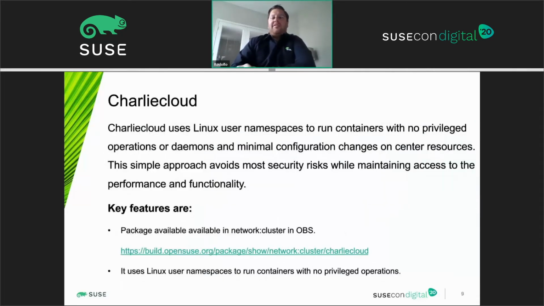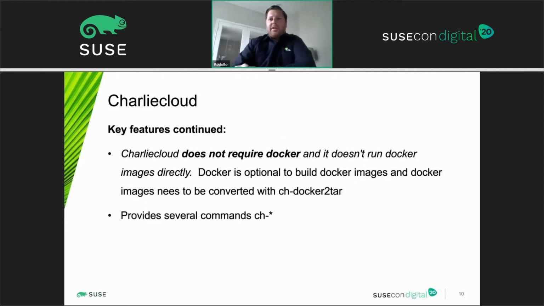Another open source technology that is very popular in the HPC world is Charliecloud. Charliecloud uses user namespaces to run containers with no privileged operations or daemons. This simple approach mitigates security risks while maintaining performance and functionality intact. Charliecloud does not require Docker to run containers, but it also cannot run a Docker container image directly. You will need to run the convert command in order to convert your Docker images into Charliecloud images.